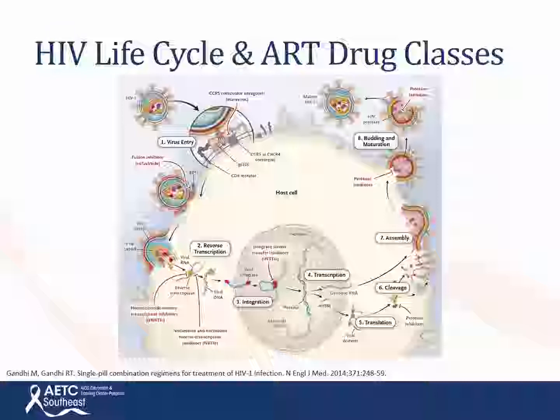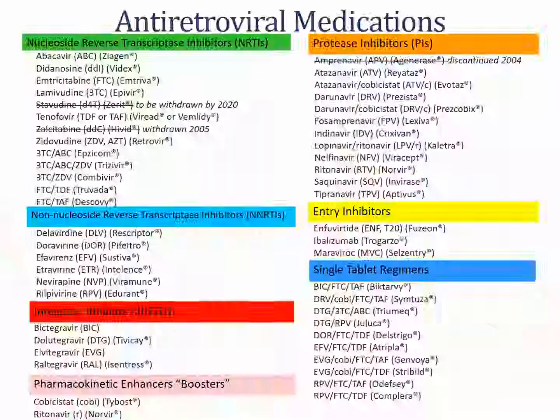Nukes and non-nukes work at the point of reverse transcription. They prevent the viral RNA from being converted to a DNA intermediate. Integrase inhibitors work by preventing the viral DNA from being integrated into the host genome. And protease inhibitors work at the final step, preventing the virion from budding off the T cell.